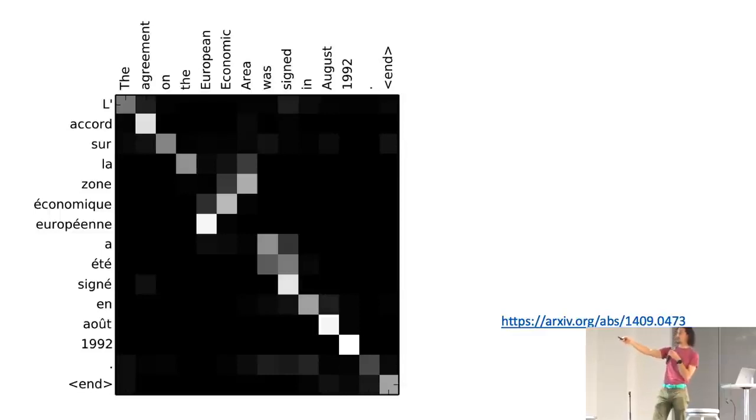Okay, now, interesting, European Economic Area translates into zone économique européenne. So the order is reversed, right? And you can see the attention mechanism is reversed also, right? So you can see very clearly what this thing is doing as it's running along.